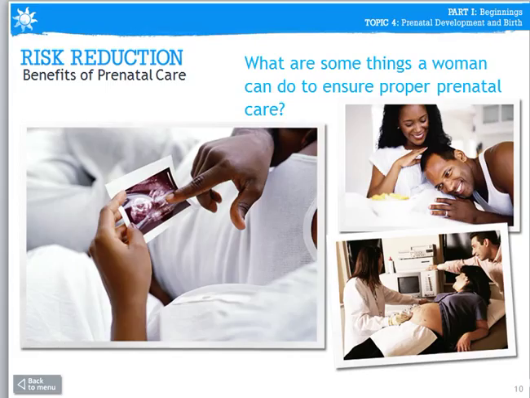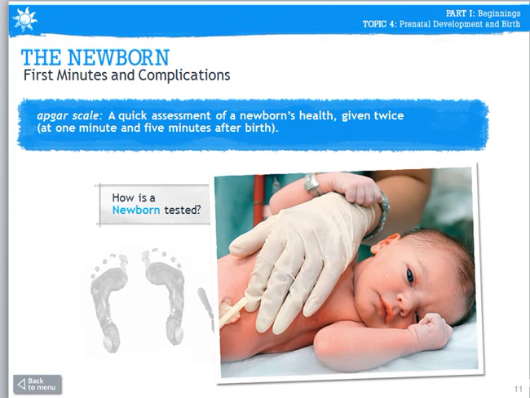And so there are things that you can do to ensure proper prenatal care. The main thing is a proper diet, as well as making sure you're taking your vitamins, and then of course there's ensuring that you're going to the doctor regularly. Now once your baby's here, they're going to give your baby a test. This is called the APGAR scale, or rather they'll give your baby an APGAR score. So as soon as they're out of the womb, we're already testing them.